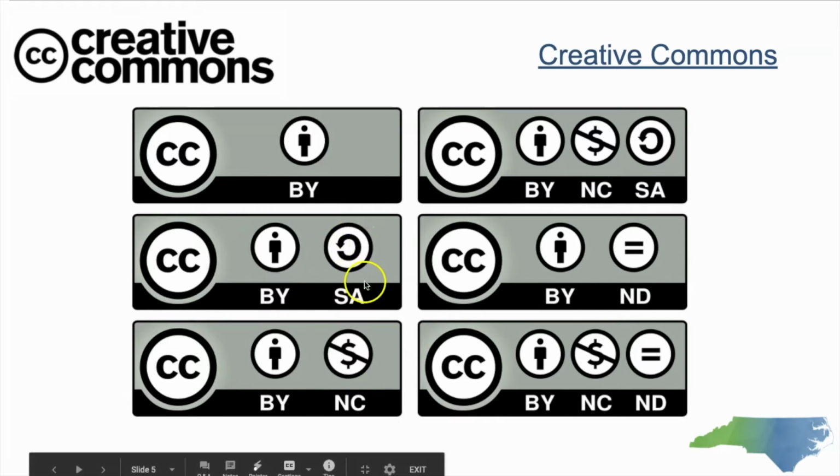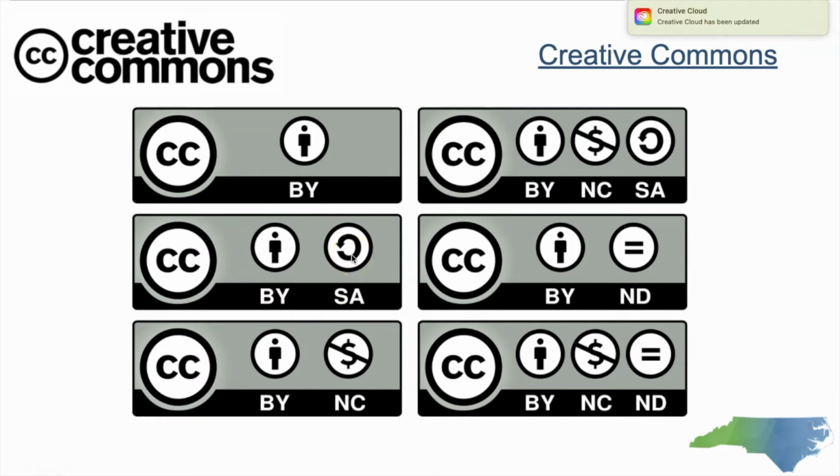But then maybe Amy also has what we call share alike, or the SA symbol, which looks kind of like a backwards C, right? So that share alike means that I can revise and remix that resource, but I need to make sure that I share it with a similar license, right?